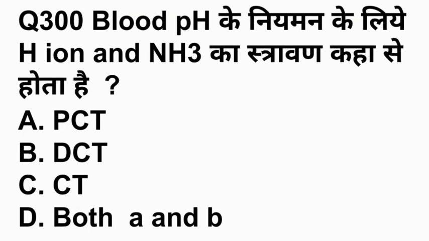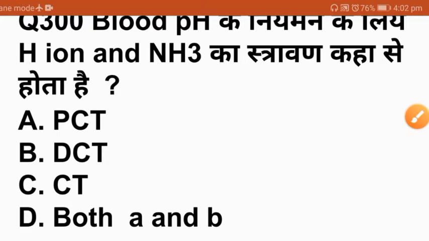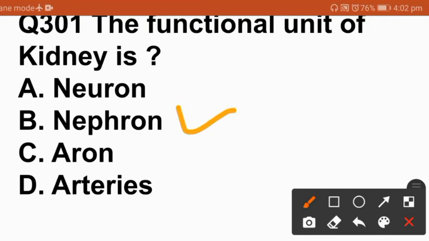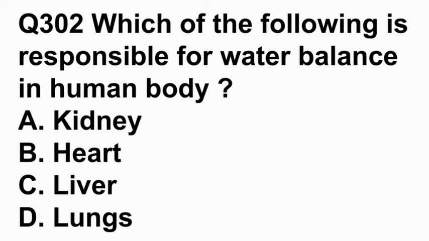Blood pH के नियमन के लिए हाइड्रोजन आयन and NH3 का स्रावण कहां से होता है? D. Both A and B, PCT and DCT. The functional unit of kidney is B. Nephron. Which of the following is responsible for water balance in human body? A. Kidney.